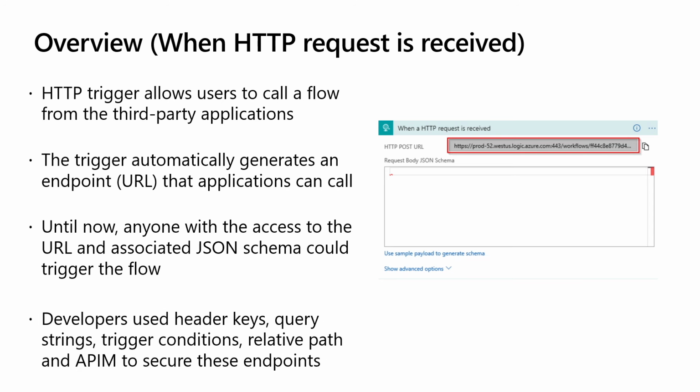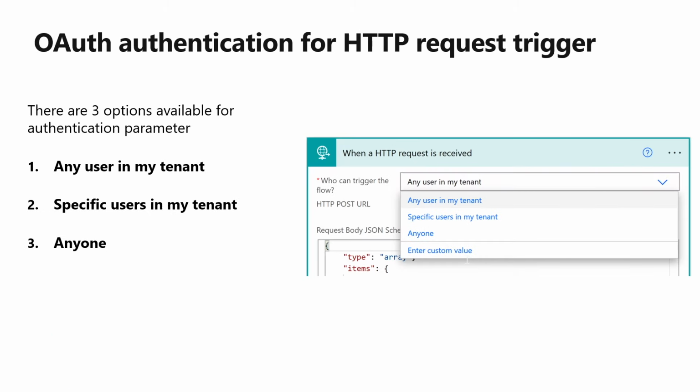Developers used to use header keys, query strings, trigger conditions, relative path, and sometimes put these flows behind APIM to secure these endpoints. The good news is we have recently introduced OAuth Authentication for the HTTP request trigger. As you can see in the screenshot, we have an option, who can trigger the flow. There are three available options for the authentication parameter: any user in my tenant, specific users in my tenant, and anyone. Anyone is a legacy option. Anyone with access to the URL can trigger this flow.